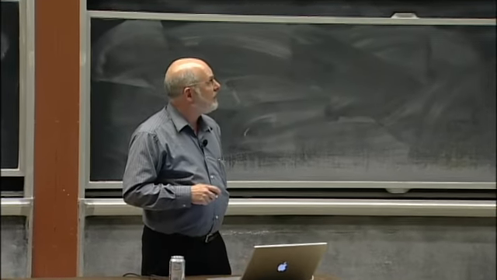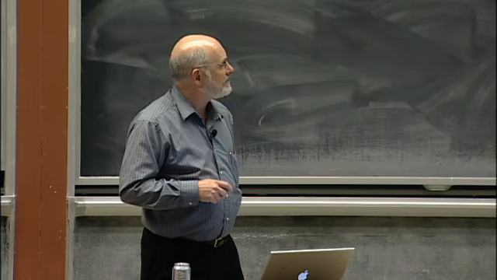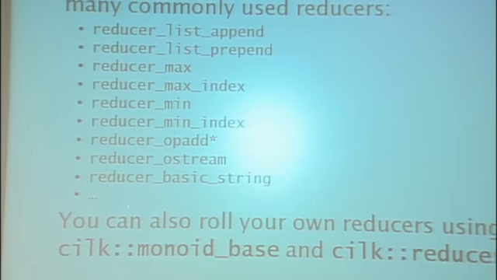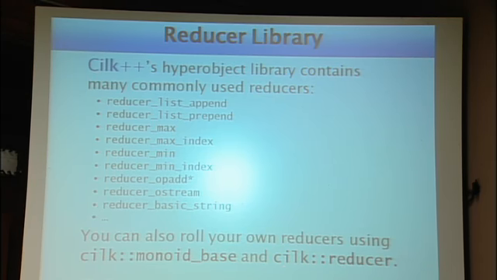In addition, there's a whole bunch of commonly used reducers: lists, appends, max, min, adds, an output stream, and some strings. And also you can roll your own.